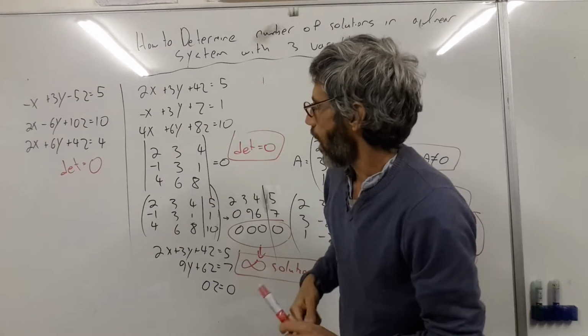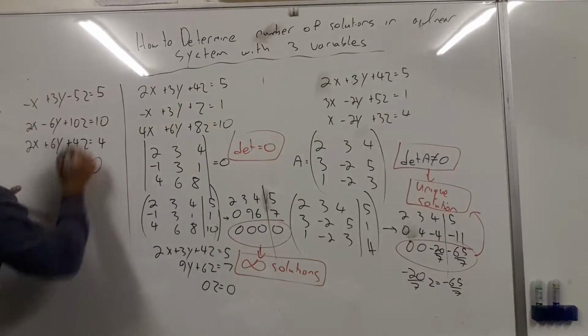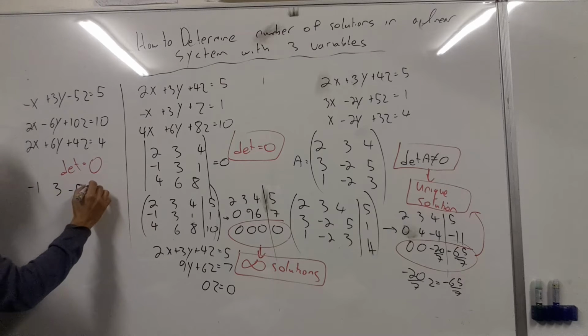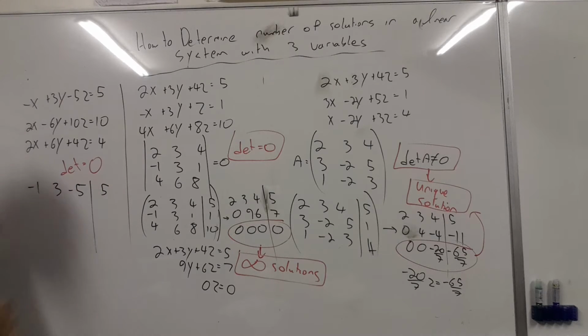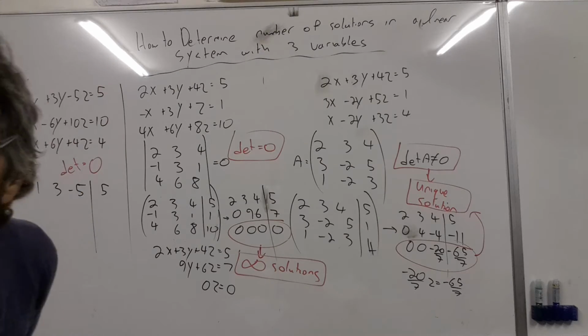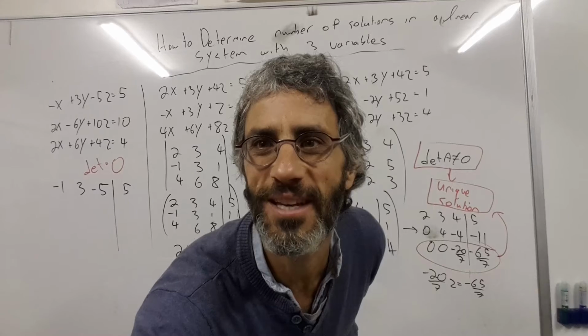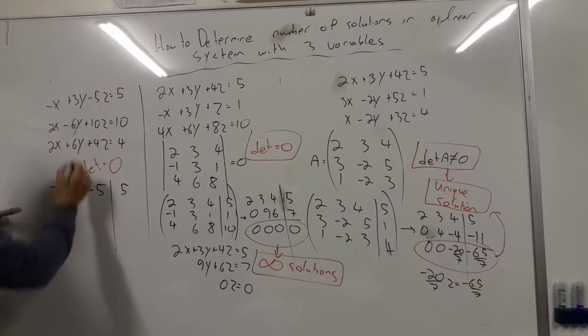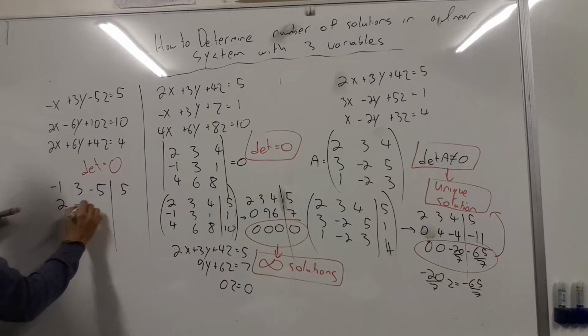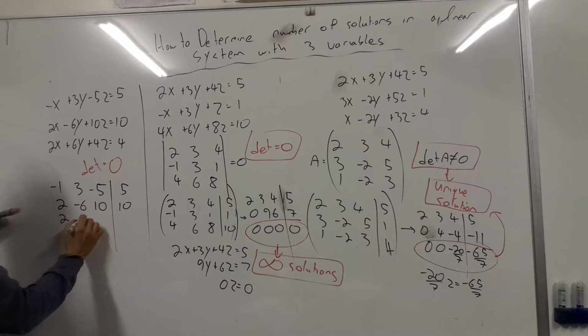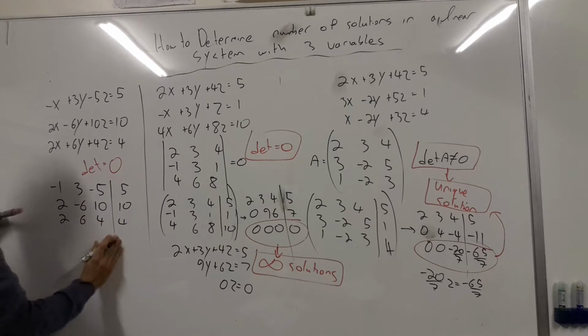So I'm going to write the augmented matrix. You're not going to see me for a second. It's just easy to stand here. So minus 1, 3, minus 5, and 5. Can you see the minus 1? Yeah. Okay, and then you've got 2, minus 6, 10, and 10, and 2, 6, 4, and 4.